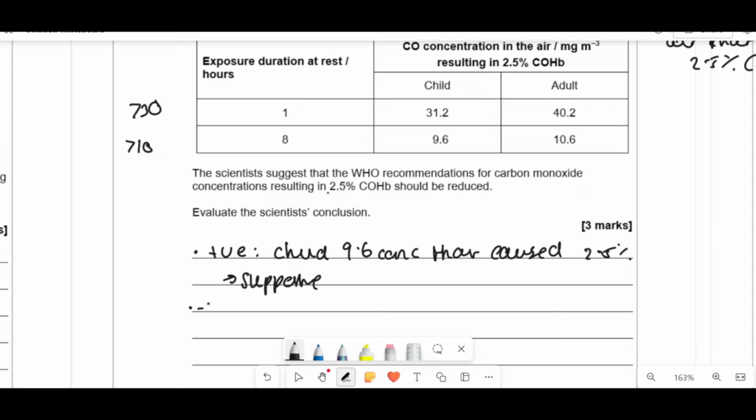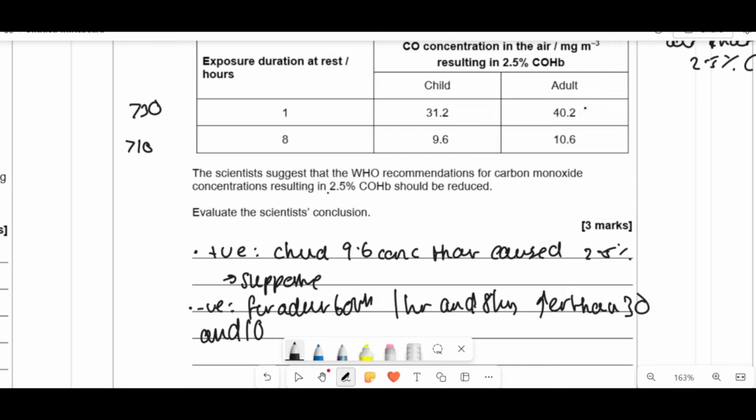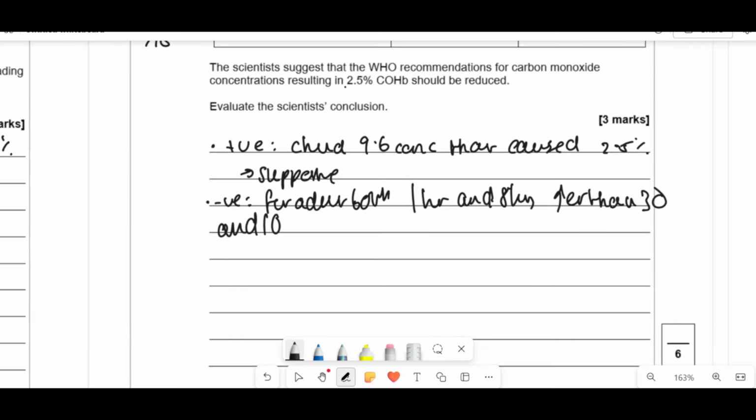But let's talk about contradicting statements. What goes against it? For the adult, both 1 hour and 8 hours were higher than 30 and 10 respectively. So you can see it's 10.6 and 40.2. That's directly going against the statement, which is that they should put the threshold lower. It's fine, right? That's like the main bits and bobs there.